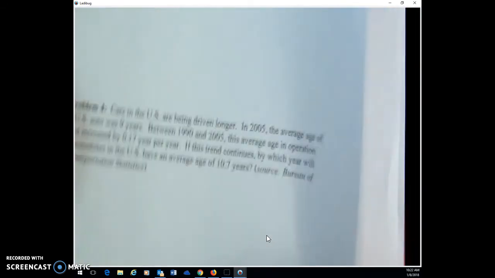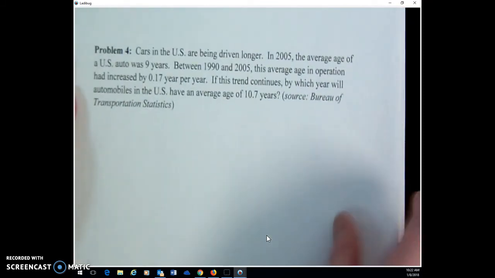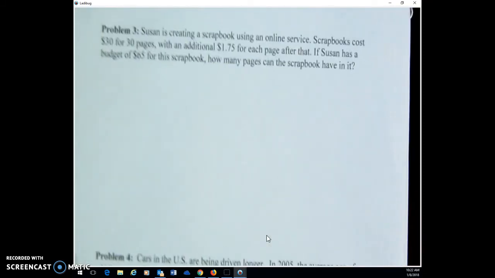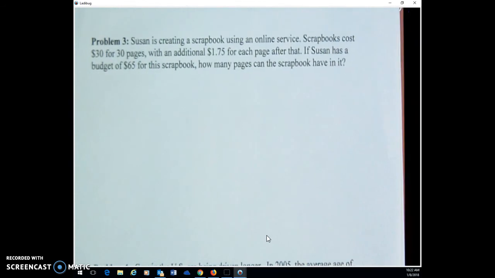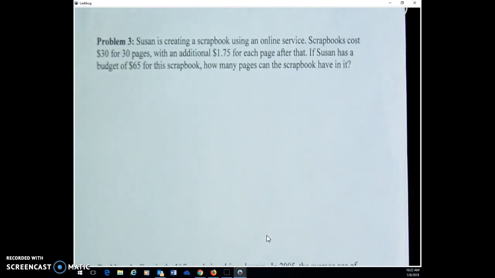I'm going to do one more page here. So now this one, problem 3, on the back, and you could pause the video and work on those other two, and then come back if you're stuck on this one.